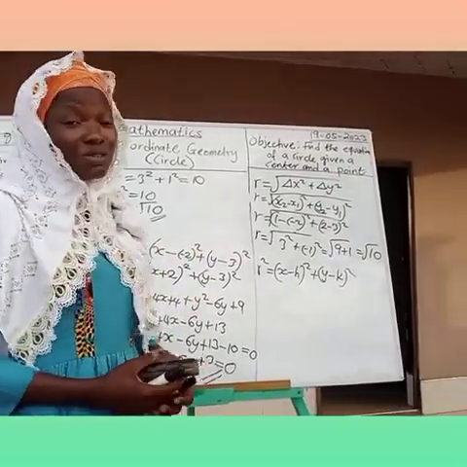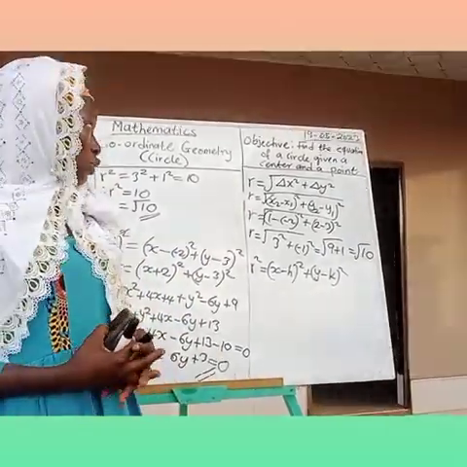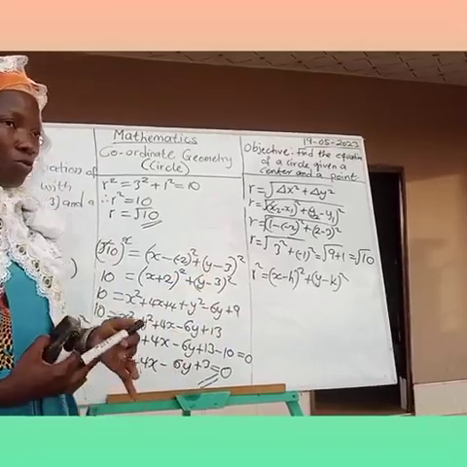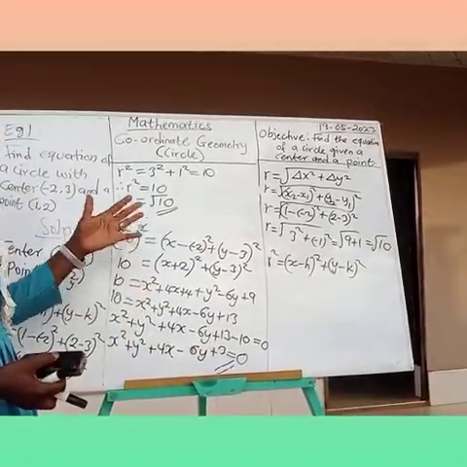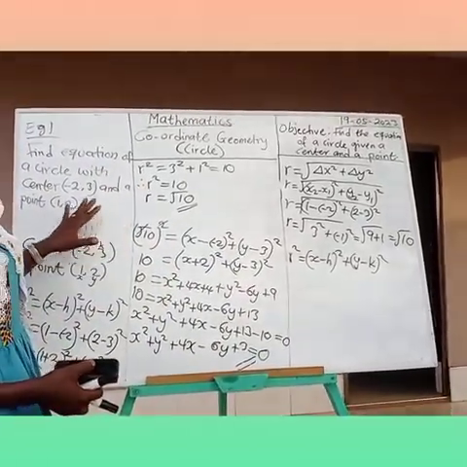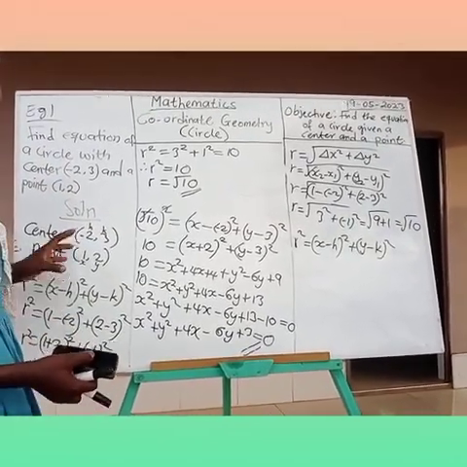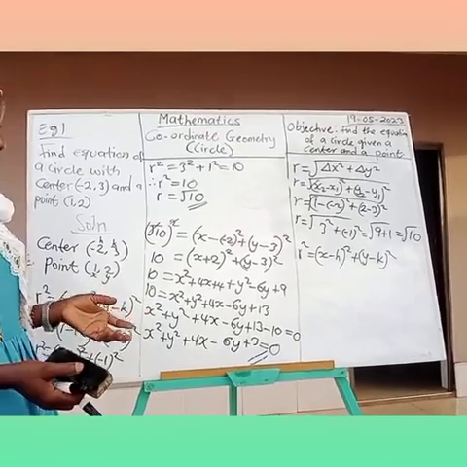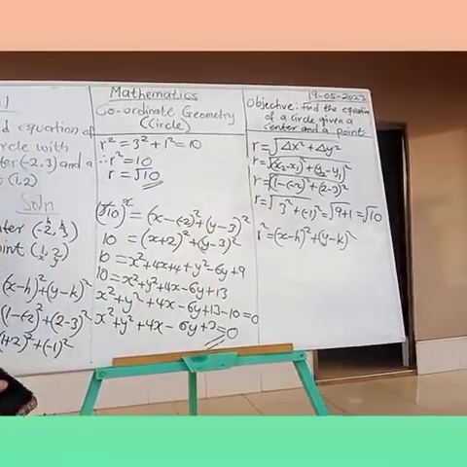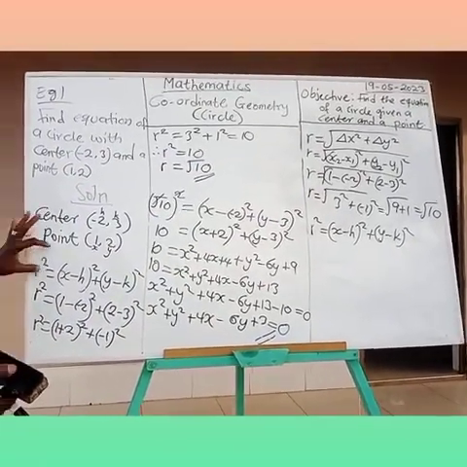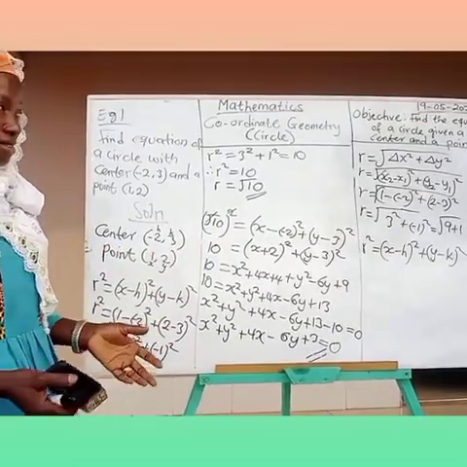So this brings us to the end of this topic. At the end of this lesson, we've been able to learn how to find the equation of a circle given the center and a point. We also learned that we can use two approaches to get the radius, either using the distance formula or using the standard form of the equation of a circle.